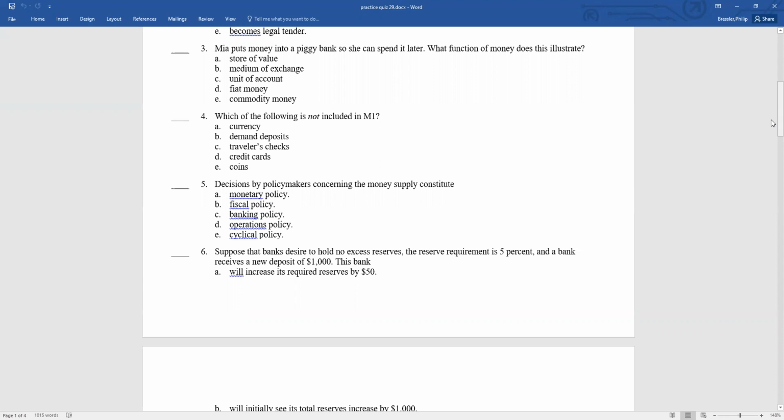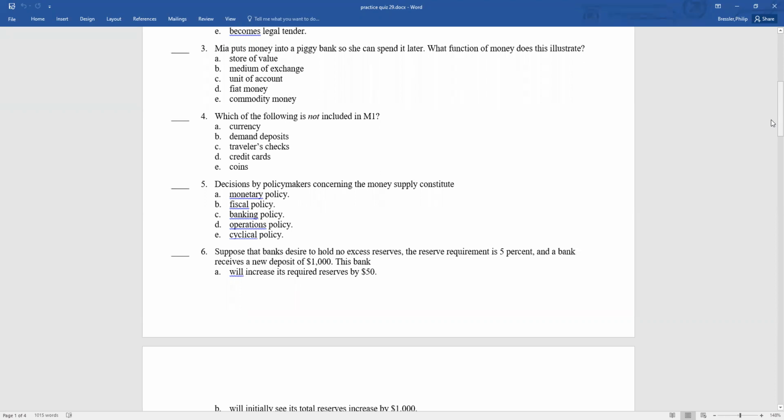Number three is Mia puts money in a piggy bank. Any type of savings is store of value. But again, they could ask if Mr. Bressler goes to the store and buys eggs, that would be medium of exchange. And if John says his car is worth $20,000, that's unit of account. So they could ask you any of those three.